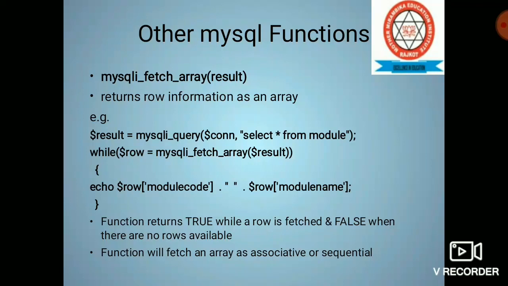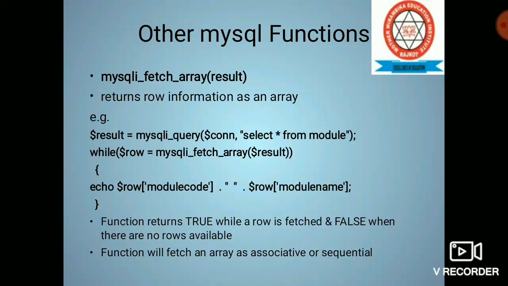Next function is mysqli_fetch_array. This function returns a row of information as an array. Mark this thing, it will return only a row, a single record, as an array. For example, $result equals mysqli_query. The first argument is the connection link variable $con, the second is the query.